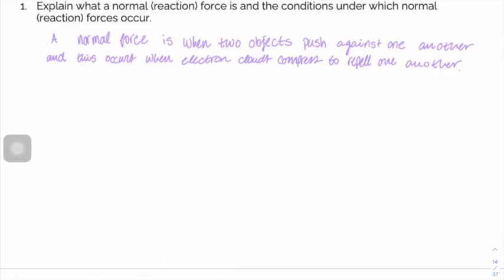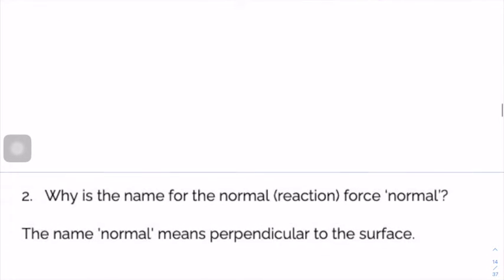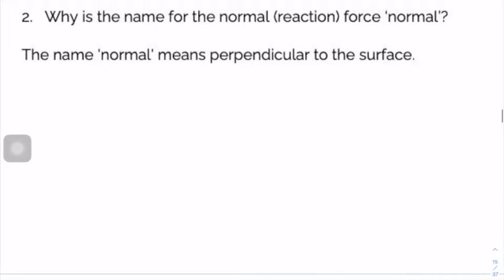A normal force is when two objects push against one another, and this occurs when electron clouds compress to repel one another. Okay, so we assume that objects are solid, and so this one works. All right, question 2. Why is the name for the normal reaction force normal?